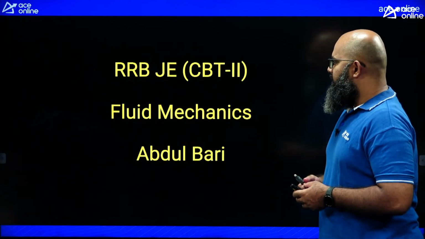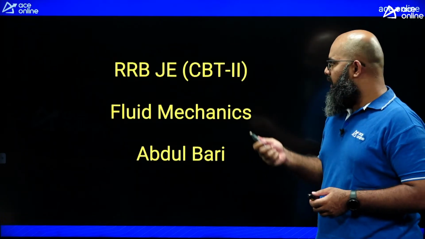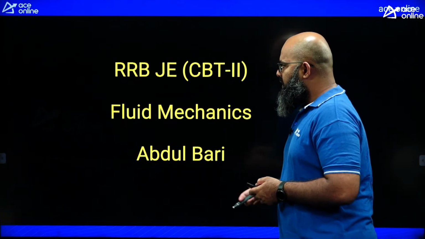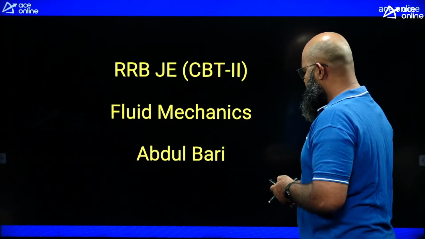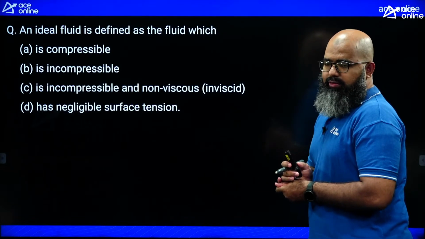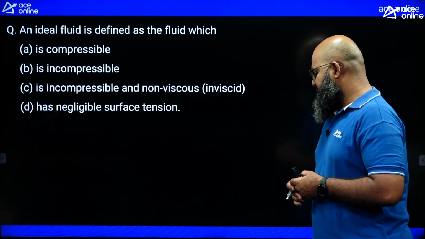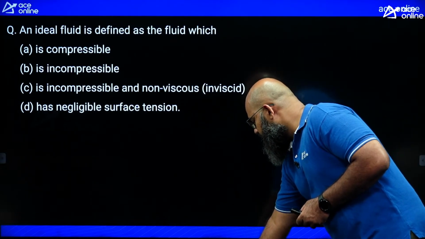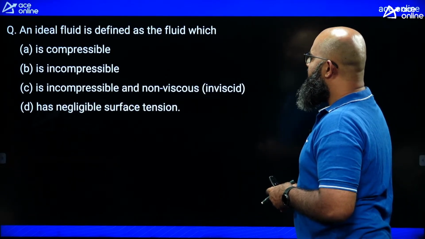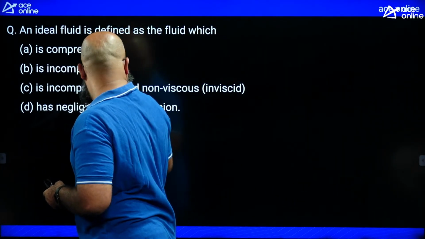We are taking the questions, PYQs and example questions for RRB JE CBT-II for the subject of Fluid Mechanics 1. Let us get started. The first question over here, you can see. Majority of the questions will come from the topic of properties of fluids. The first question is, an ideal fluid is defined as a fluid. He has given you 4 options over here.